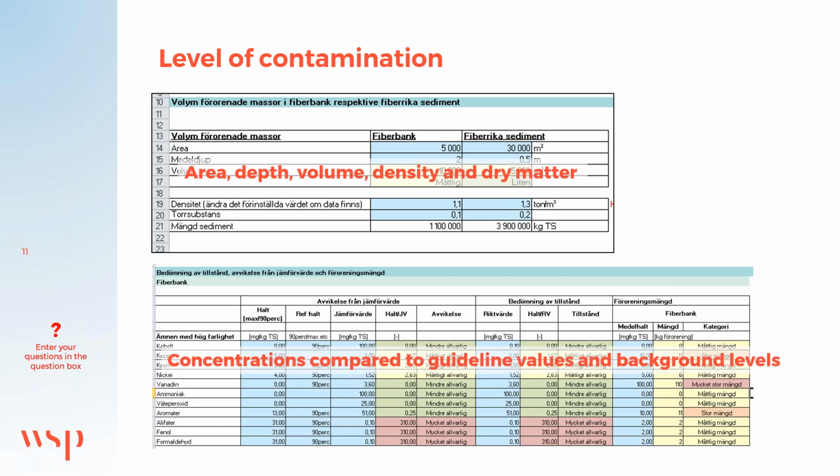Yes, sorry. The substances were copied from the first sheet, and the model does an automatic assessment of the level of contamination and color codes it: green, yellow, orange, and red, depending on how many times the background or guideline value is exceeded.